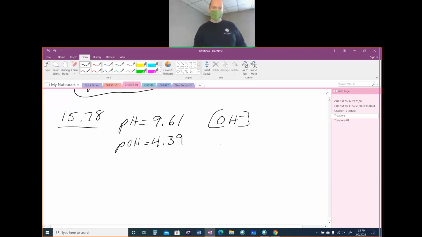And so my OH minus concentration, I know that's equal to the negative log of my concentration of OH minus. So I take the negative of both sides, that gives me a negative 4.39. Then I take my anti-log, my inverse log, which is a 10 to the x button. And so that is 10 to the negative 4.39. And my OH minus concentration is 4.1 times 10 to the minus 5.